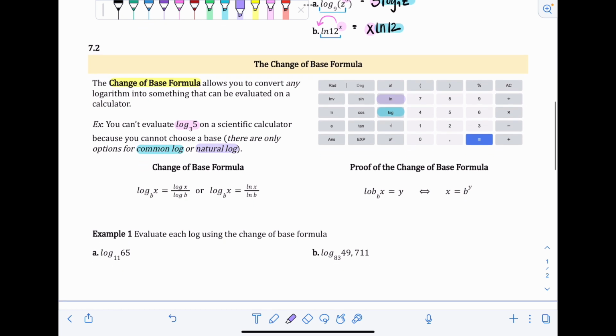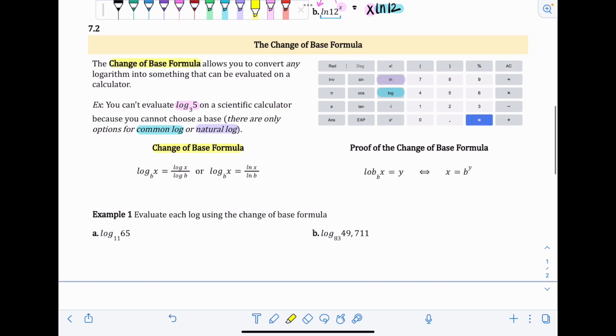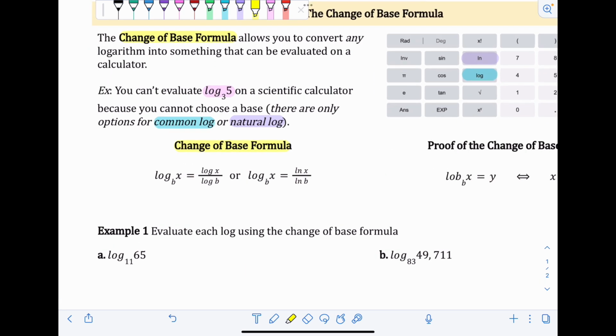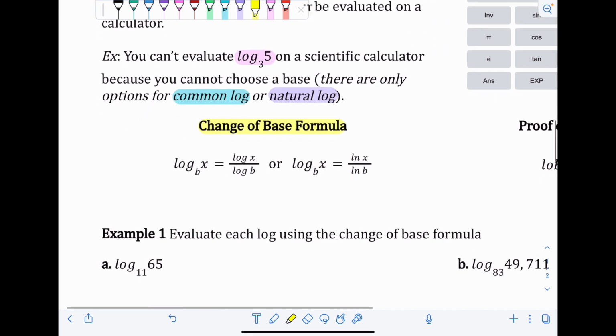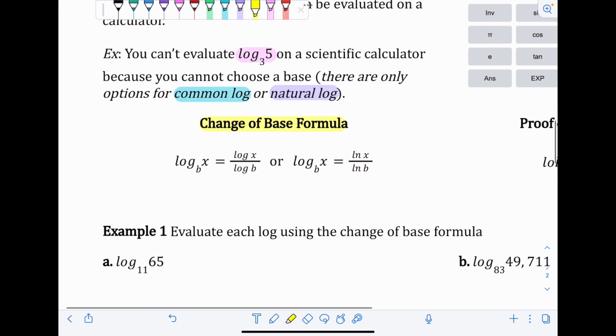Okay, so for the change of base formula, the way that it works is you can rewrite any log as a fraction, like a quotient, and choose whichever base that you want. You just have to follow a specific pattern. When I say choose whichever base you want, you're usually going to change it to a common log or a natural log so that you can put it in the calculator. There are two different ways that we can approach it, and you always have the option between the two. You'll end up getting the correct answer either way.